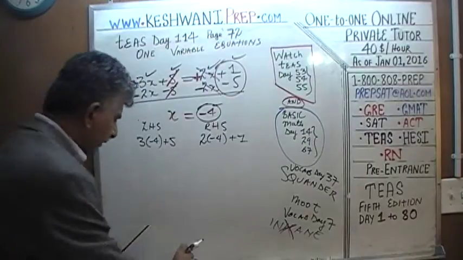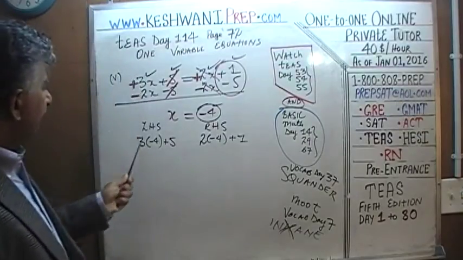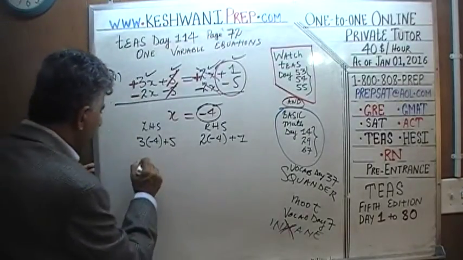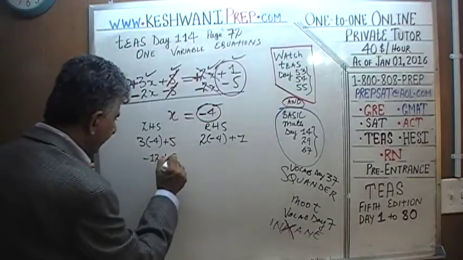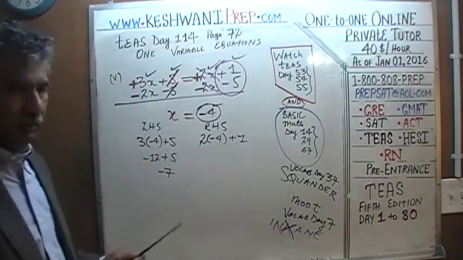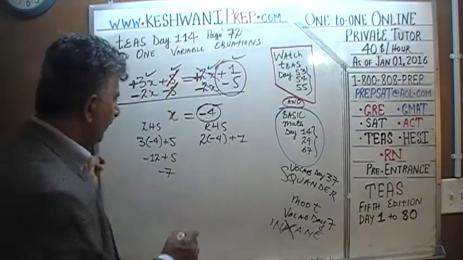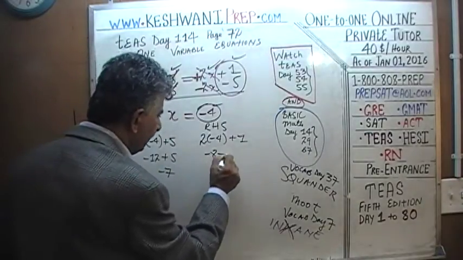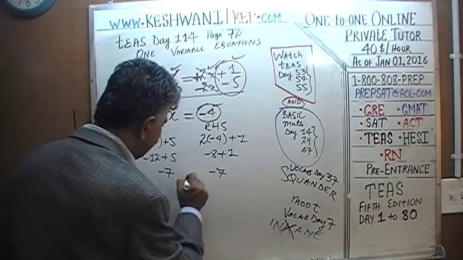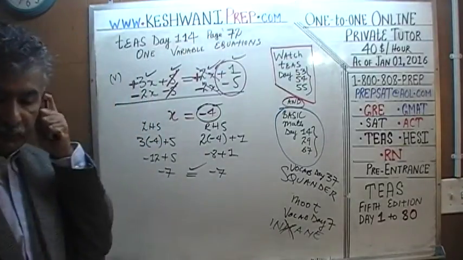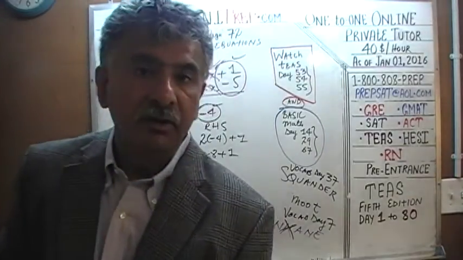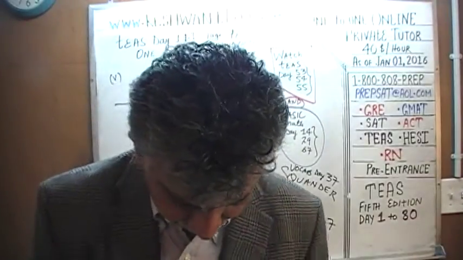Let's see what they work out to be, shall we? 3x plus 5: 3 times negative 4 is going to be negative 12. Negative 12 and a 5 will give us negative 7. Let's see what we get here. 2x plus 1: x is negative 4, negative 4 times 2 is negative 8, plus 1 is indeed negative 7. It works out, it checks out. Our answer is indeed correct.